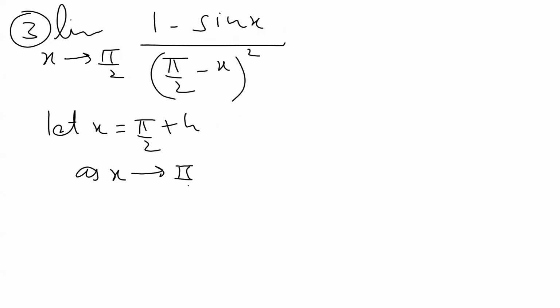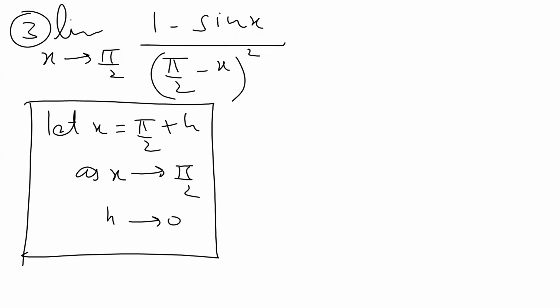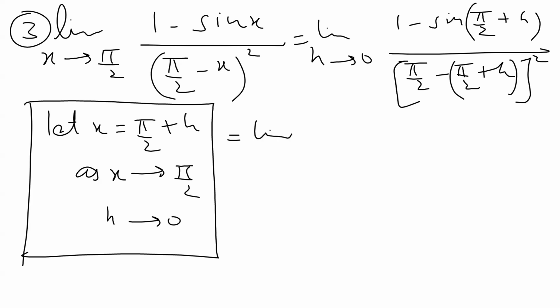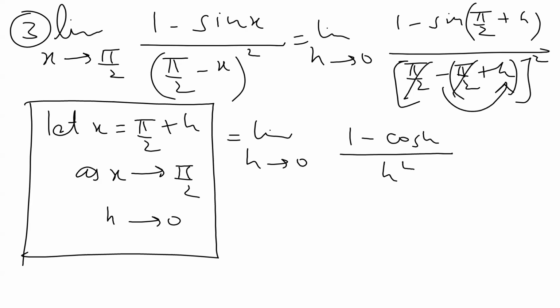As x approaches pi by 2, h approaches 0. So this is equal to limit h approaches 0, 1 minus sine pi by 2 plus h upon pi by 2 minus pi by 2 plus h the whole square. Sine pi by 2 plus h is cos h, and this is gone, and this minus h the whole square is h square.